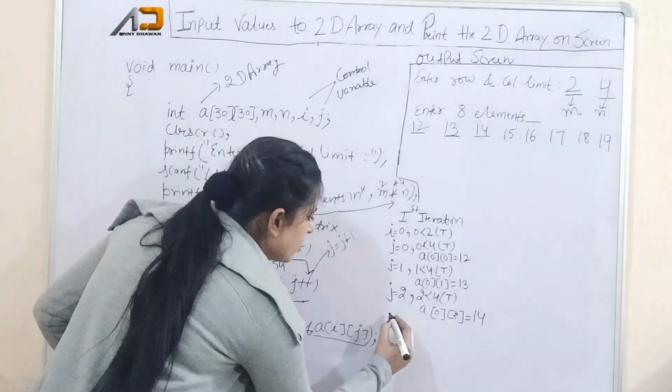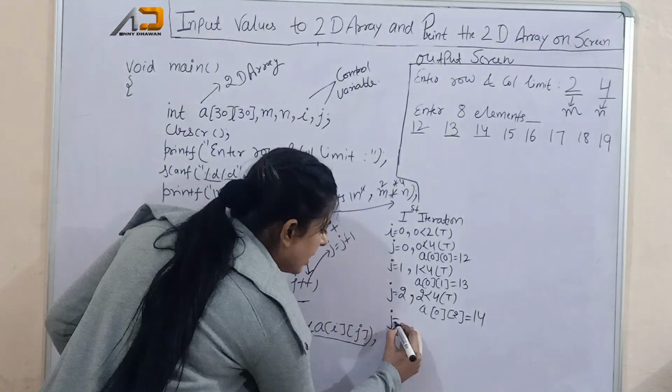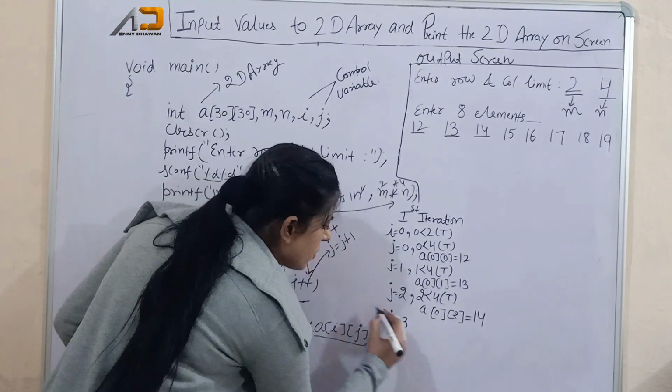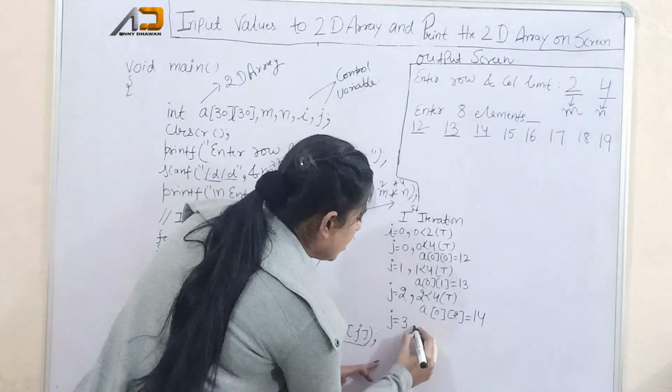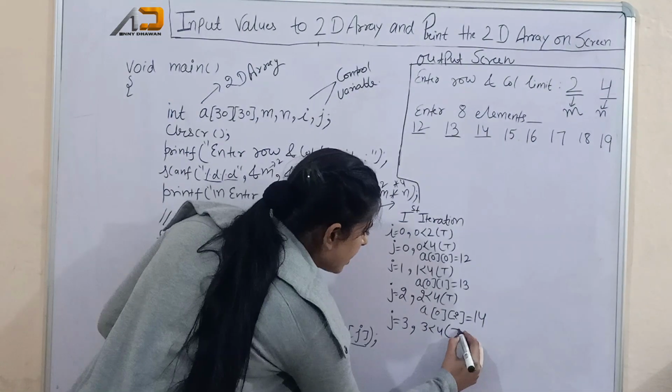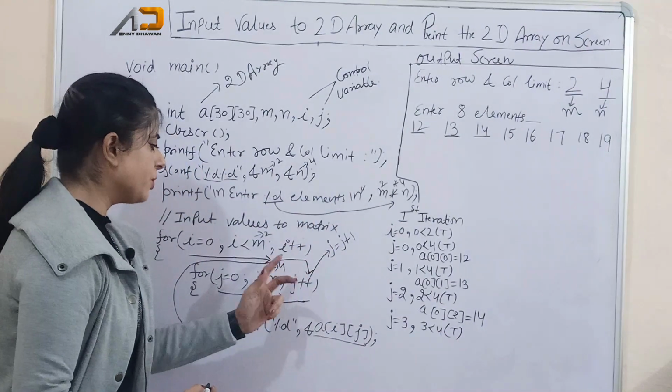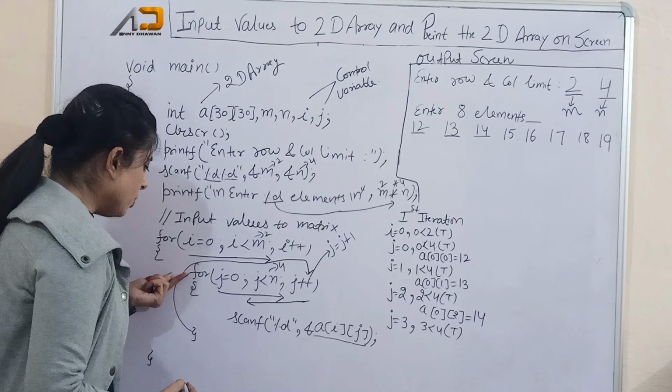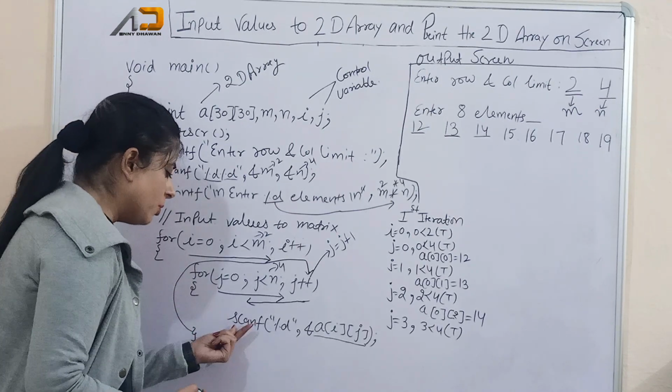J value is going to be incremented again, and what is the j value now? It is 3. Again check the condition. Is 3 less than 4? Yes, 3 less than 4 is true.